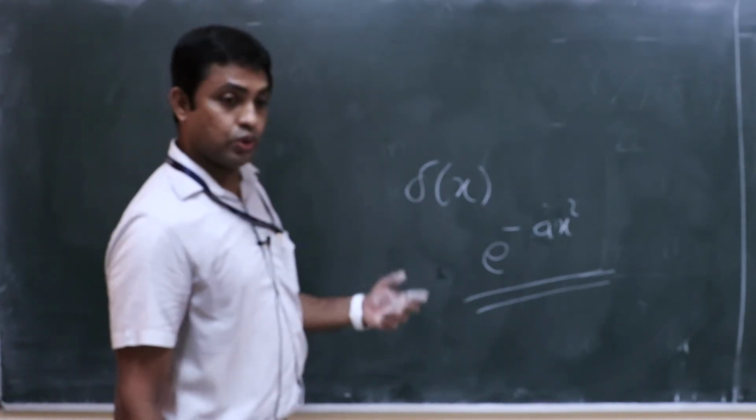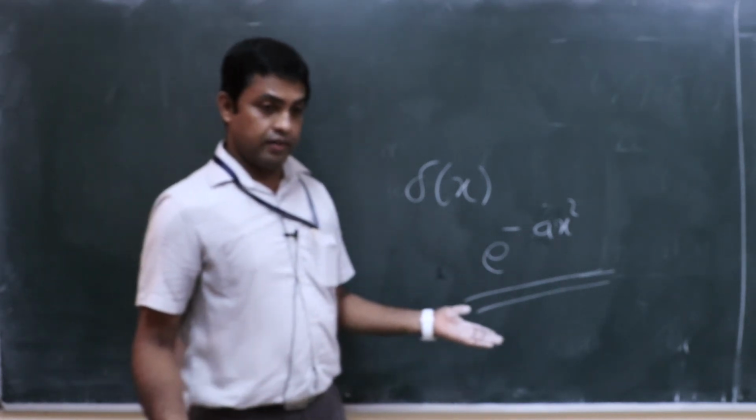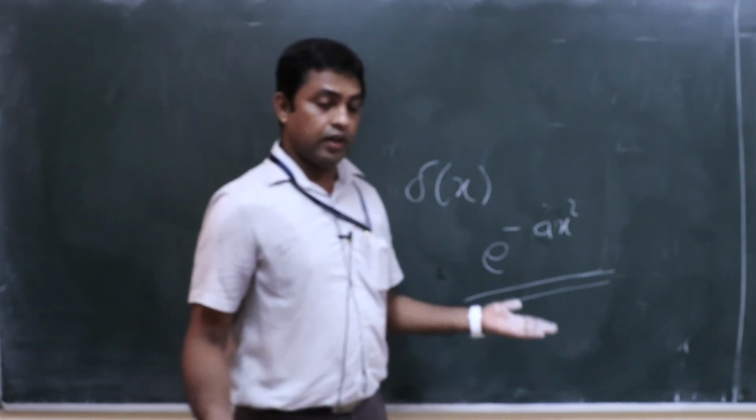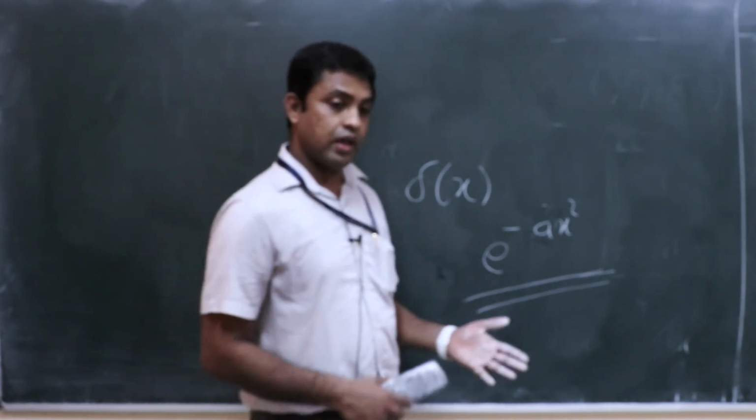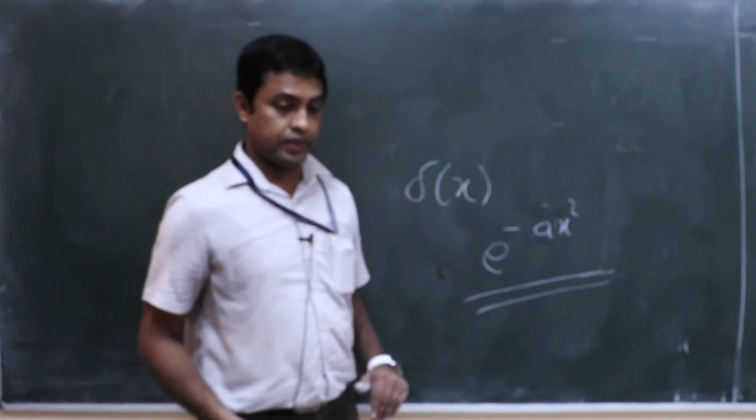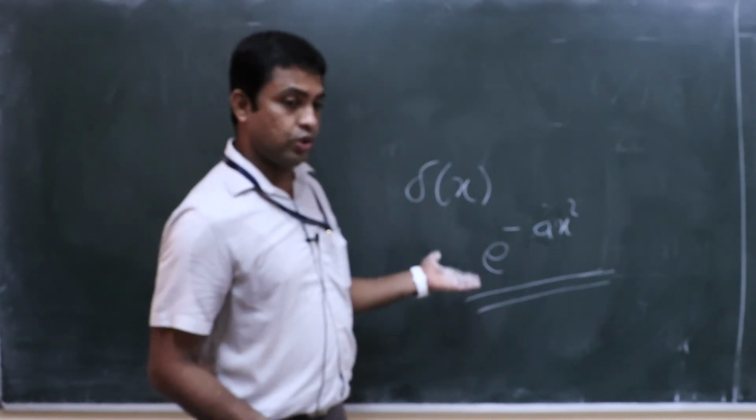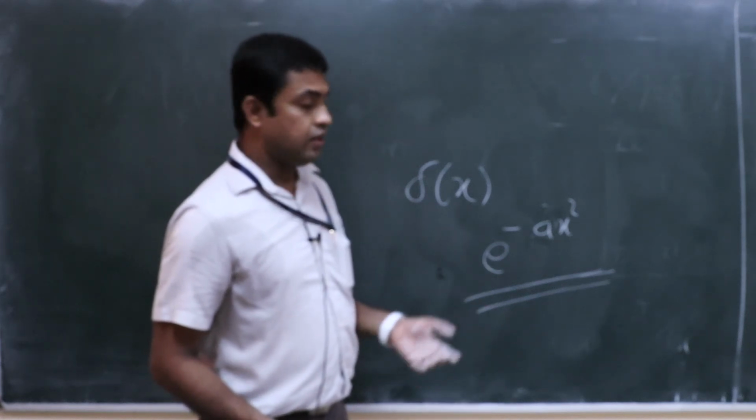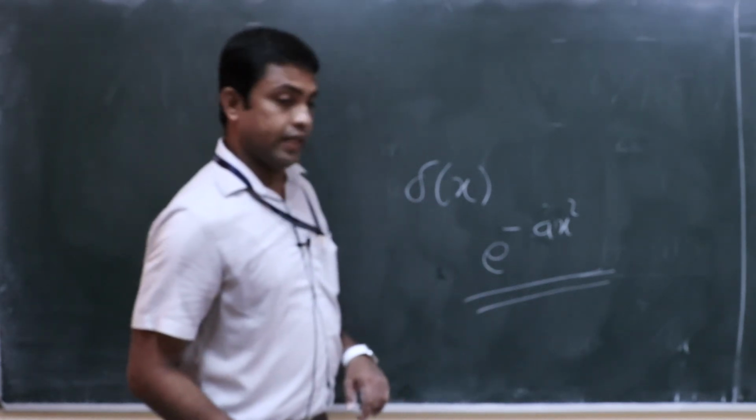For that you have to find out whether the integral is actually 1 and the function, under a certain limit, goes to 0 everywhere other than at one point. If these two conditions are satisfied, you can actually write that function as a delta function.